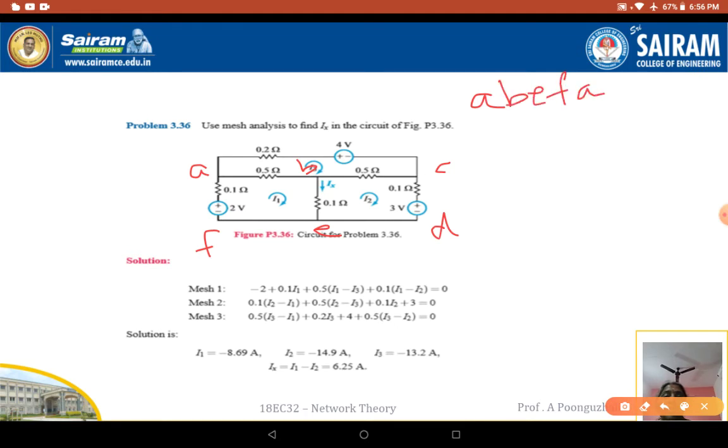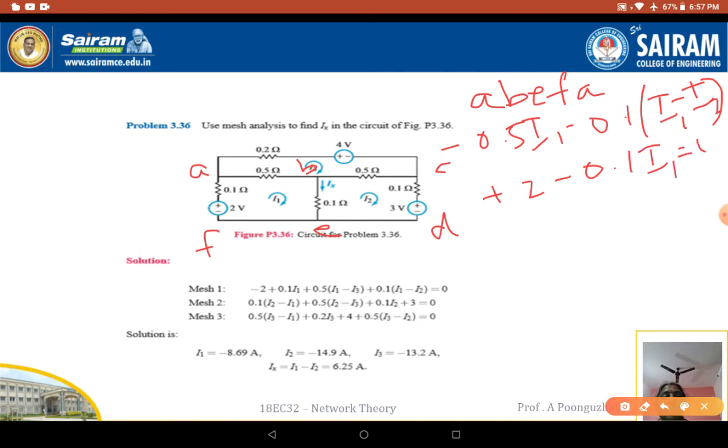So it is going to be minus 0.5 I1 minus 0.1 into your current, which is I1 minus I2. So it is going to be plus 2 minus 0.1 I1 is equal to 0.